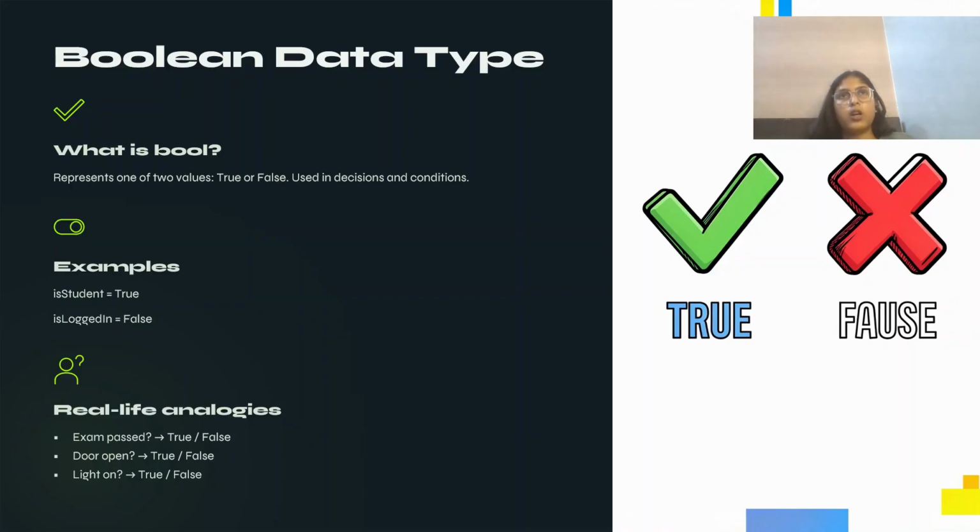Boolean. If I ask you, is today Monday? You will say either yes or no. The possible answers are two, yes or no. So there is a 50-50 chance, right? That it might be Monday, it might not be Monday. Simple, only two possibilities. So exactly this is how a Boolean works. Boolean stores only two possibilities, True and False.